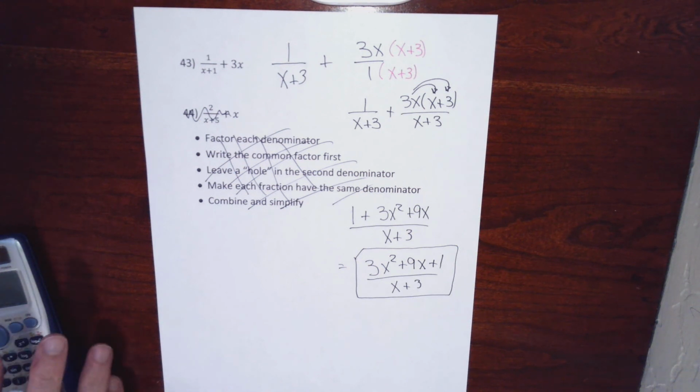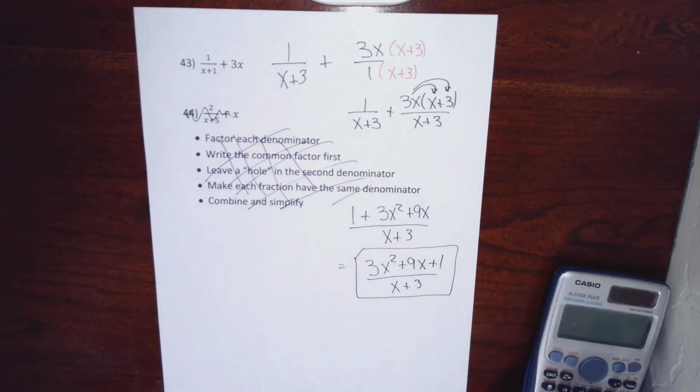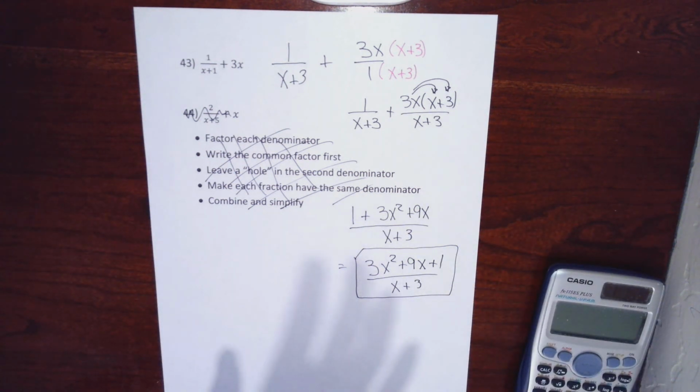And that's the end of section 2.4. You need to be real comfortable with common denominators to move on to section 2.5, because it's kind of getting the common denominators and then doing a step. So get real good with this section before you move on.